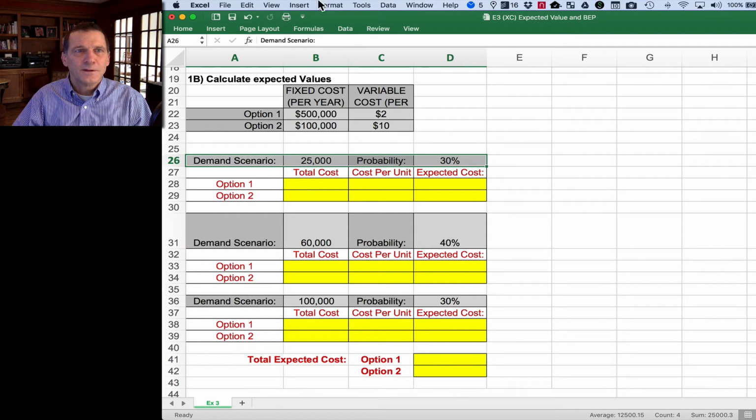Let me color code these so that you can see them a little bit better. No, I'm not going to bother.